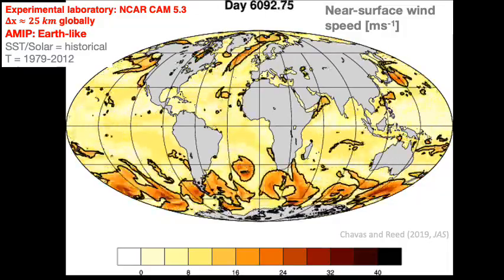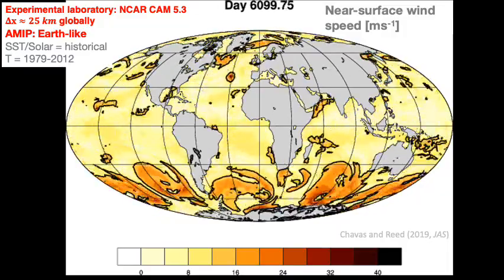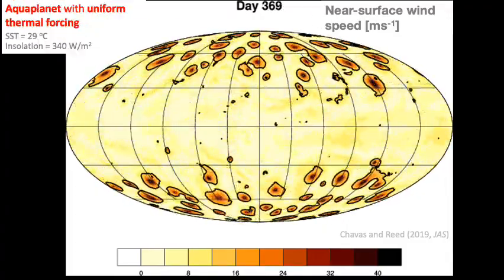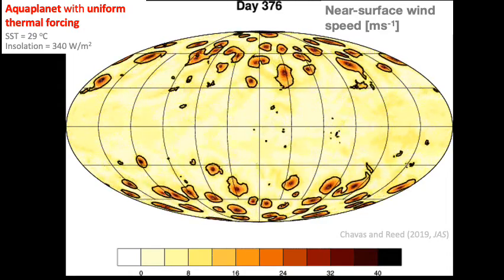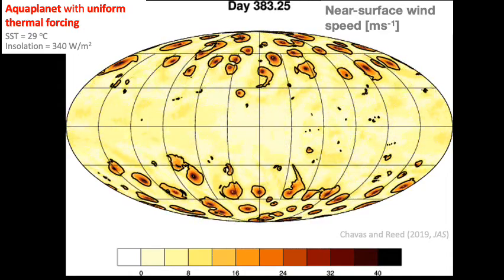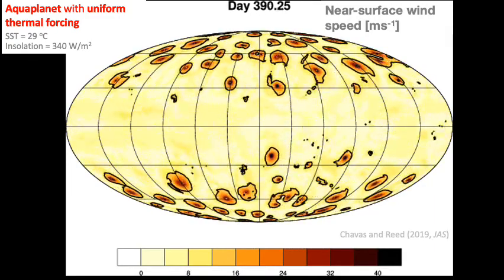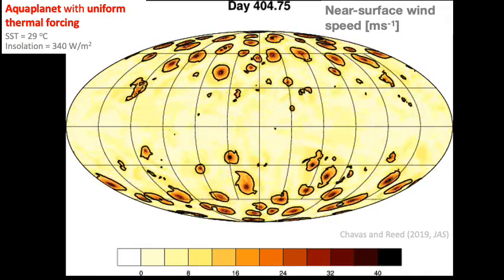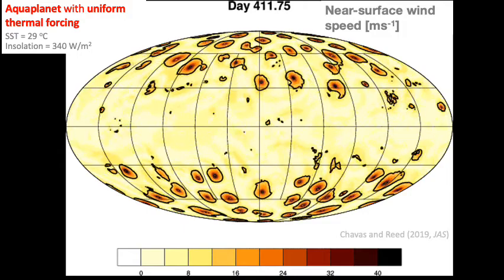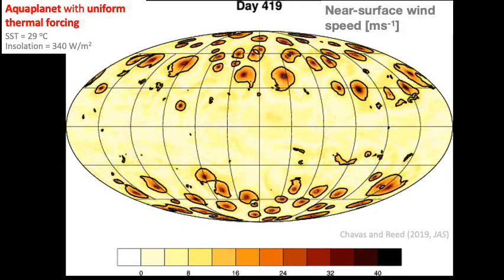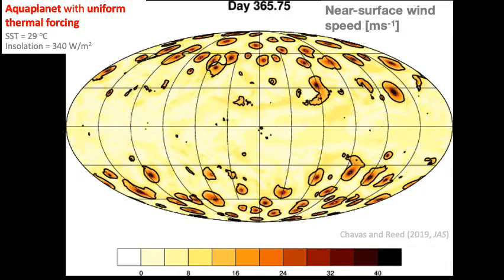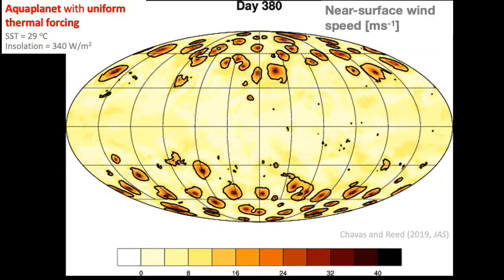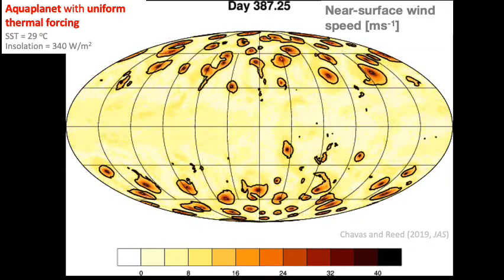So we can do something pretty cool: we take our same model and do a totally different experiment, where we take our planet and have it rotating just like normal, but we cover it in water. We take the land away and we also make that water the same sea surface temperature everywhere, which is here 29 degrees Celsius. And we make the solar insolation constant everywhere on the planet, set to a constant annual mean of 340 watts per meter squared. So there's no seasonal cycle here at all. This is something we call an aquaplanet with uniform thermal forcing. We're not the first to come up with this, to be clear, but we used this to do some cool experiments.